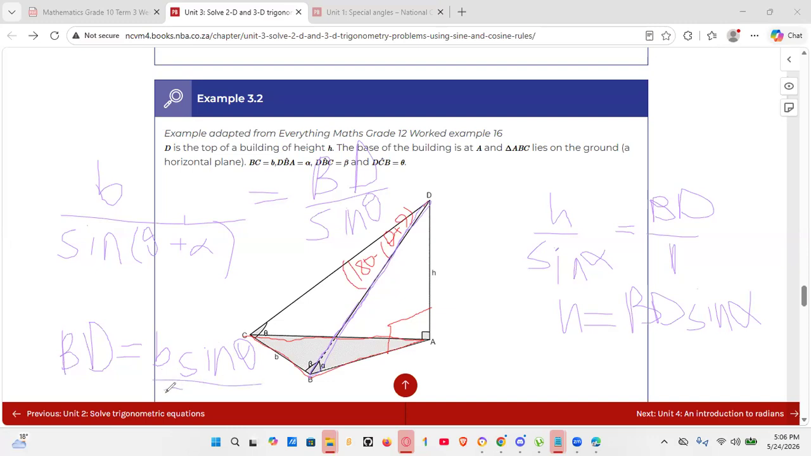So that's the expression for BD. I'm just making BD the subject of the formula. That's the expression for BD. Sine theta plus alpha. Then I'll just take that and I'll plug it in here. Then I'll have my H.